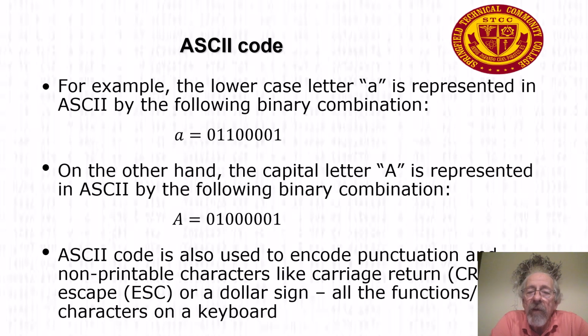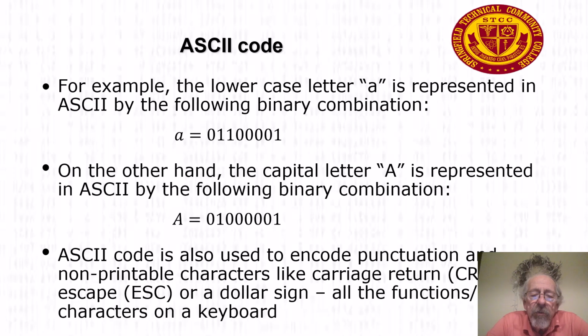For example, the lowercase letter a is represented in ASCII by the following binary combination. So if I was to tap the A key on my keyboard without the caps lock on or the shift key on, what would happen is the keyboard would present a byte of information of 01100001, 8 binary bits to stand for the lowercase a. On the other hand, if I hit the A with the shift key also, or the caps lock on, I would get a binary code of 01000001, 8 binary bits which represent capital A.